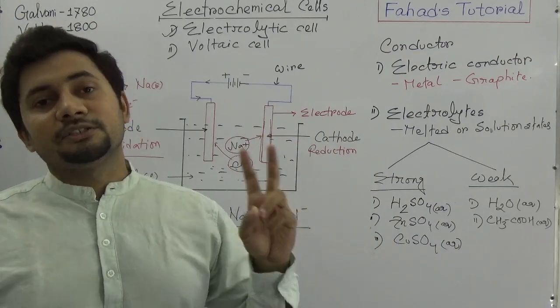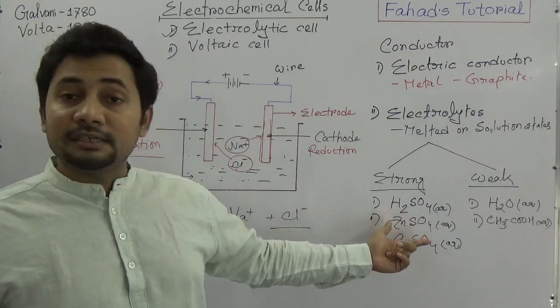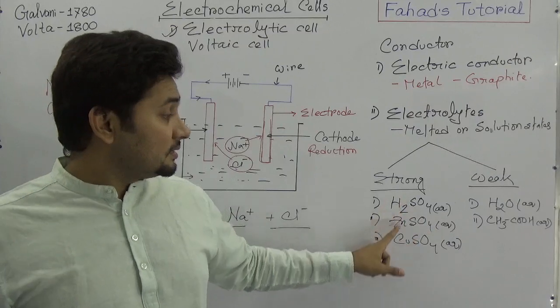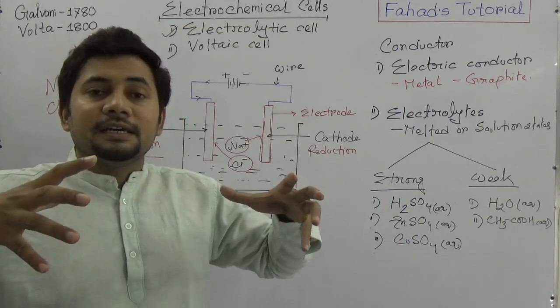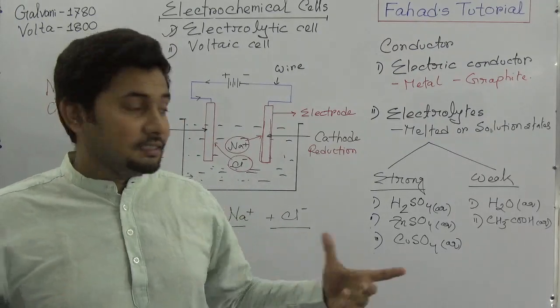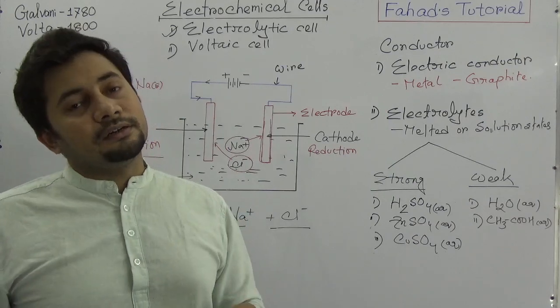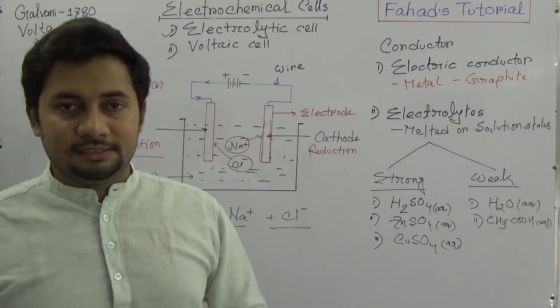And you must know one thing: conductors can be electric conductors and electrolytes. In electrolytes there are two types, strong electrolytes and weak electrolytes. You must remember the examples, because strong electrolytes dissociate or dissolve fully in their melted and solution state, 100% ionized. That is why they are strong. But weak electrolytes ionize only in a little amount. That is why they are called weak electrolytes.